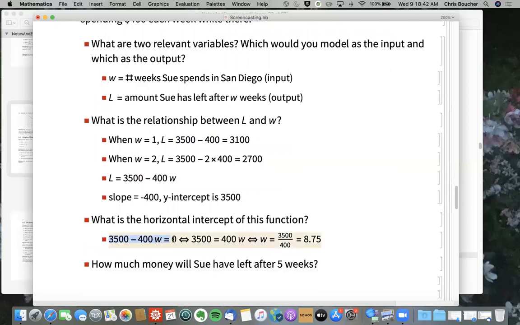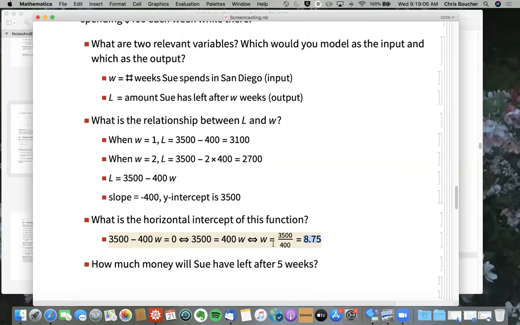So all I do is set the output equal to 0. This is generally true for functions, right? The y-intercept is the function value at 0. The x-intercept I get by setting the output equal to 0. All right, so I solve the equation, add 400W to both sides, divide both sides by 400, and I come out with that number, 8.75.